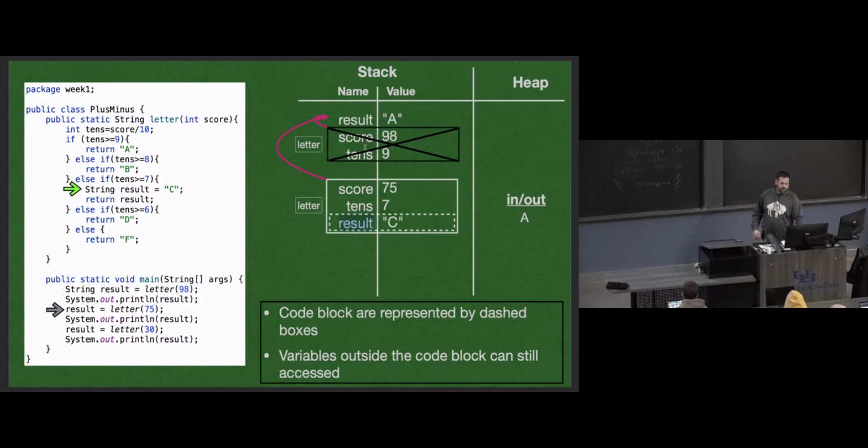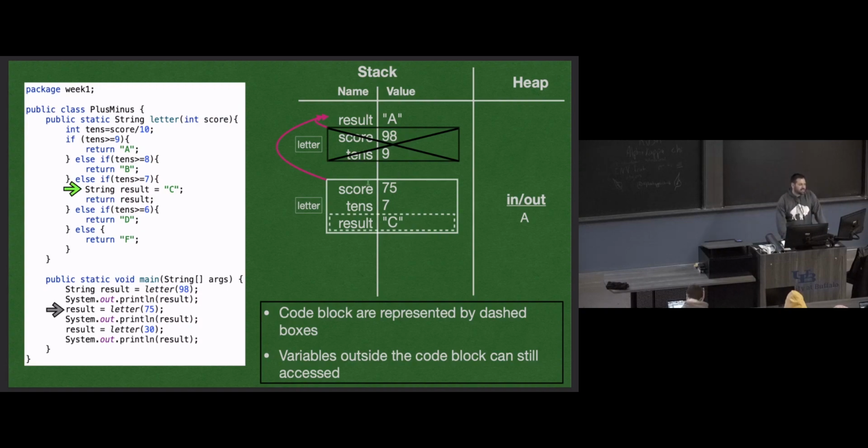We reused a variable here: result equals C inside this code block, inside this stack frame, and result equals A outside of the current code block. And this is perfectly valid. We can reuse variable names if they're in separate code blocks, in this case especially when they're in separate stack frames.